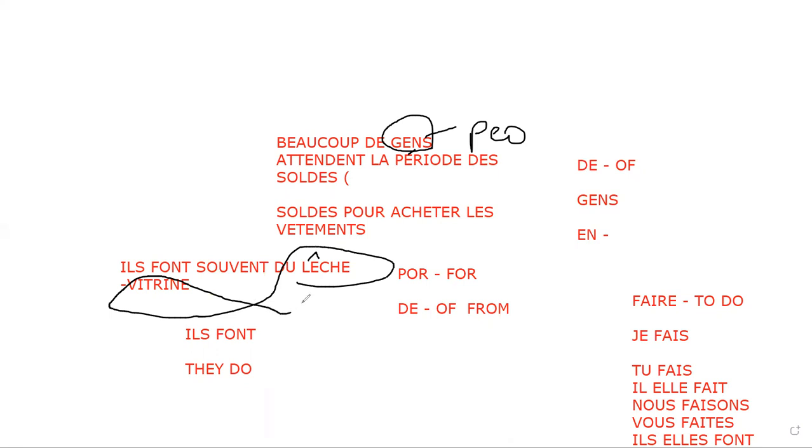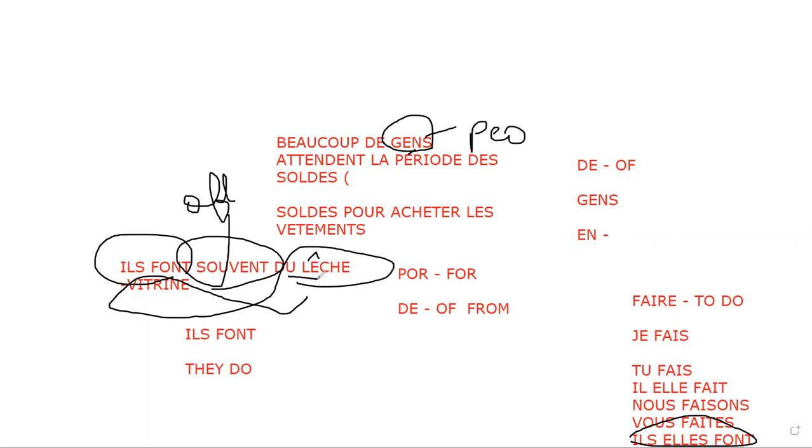Souvent. Bachche, font is they do. They do. Clear? Yes, sir. Ils font, they do. Souvent is often, bachche. What is souvent? Often. Lèche vitrine is one phrase which is called window shopping. Sir, is it lèche in full or only lèche? Lèche vitrine, we have window shopping. Okay. They often do window shopping.